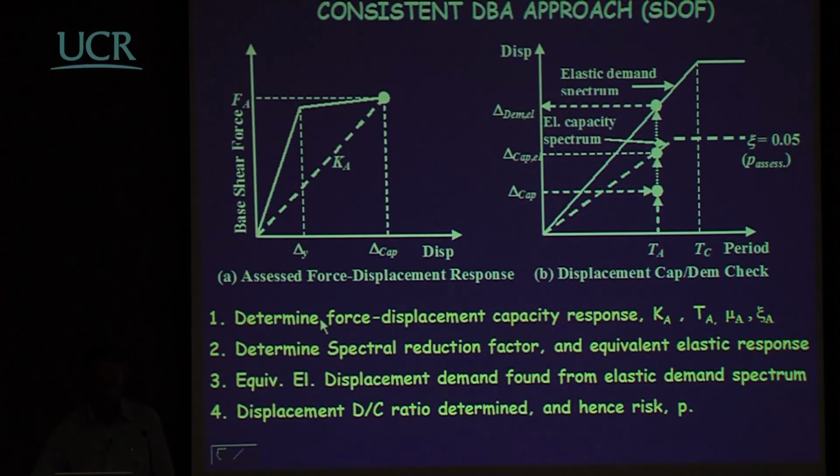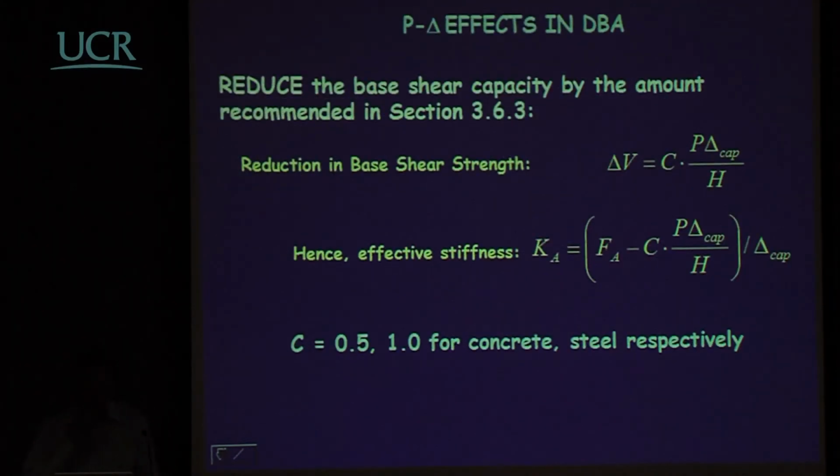The steps are first to determine the force displacement capacity response, so that's the stiffness. We calculate the effective period, we calculate the appropriate level of ductility, and hence the damping associated with that. We determine the spectral reduction factor and the equivalent elastic response from that. We invert the process. The equivalent elastic displacement demand is found from the elastic demand displacement up here, and then the displacement ductility capacity ratio is determined, and hence the seismic risk. So we can actually, with displacement-based approaches, use something which is more consistent than will occur elsewhere.